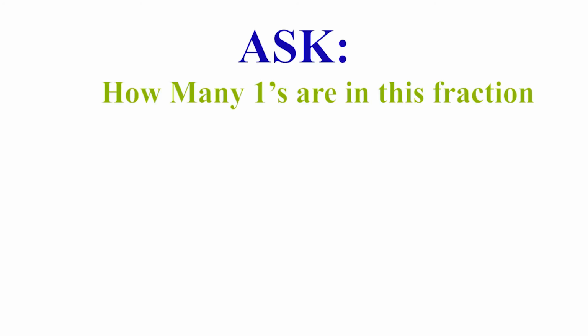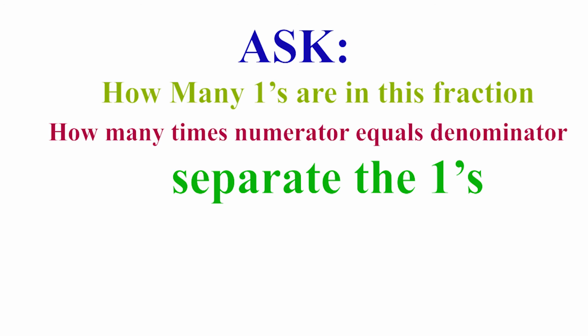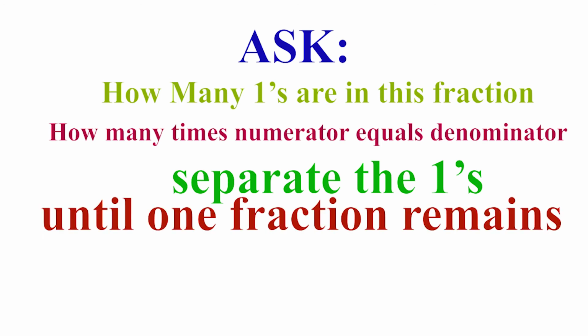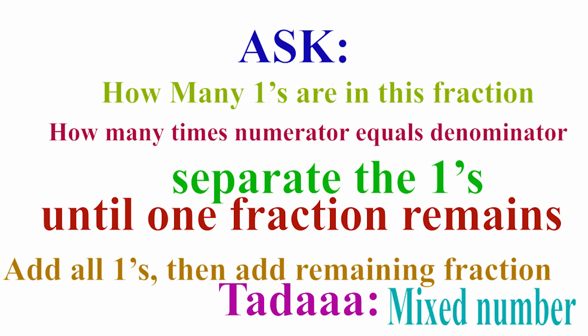So basically what you need to do is, first of all, ask yourself, how many ones are there in this fraction? And once you've worked out how many ones there are, that is how many times you have the numerator and the denominator that are the same, you take out all those ones and eventually you'll be left with a fraction. And you add all the ones together and then you add the fraction to that, and that will give you the mixed number that you're looking for.